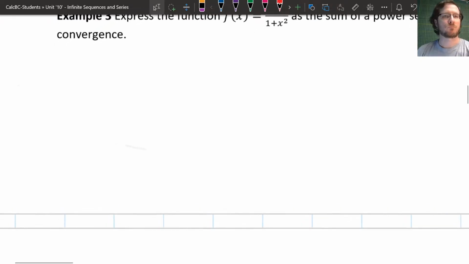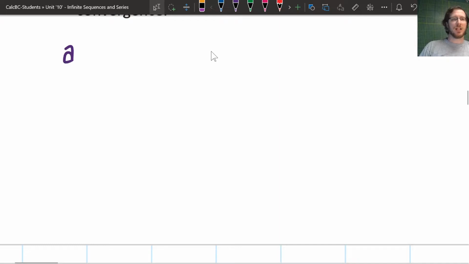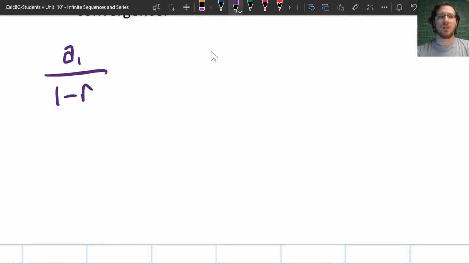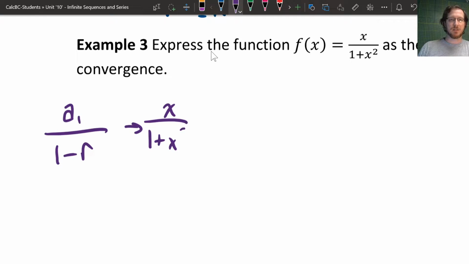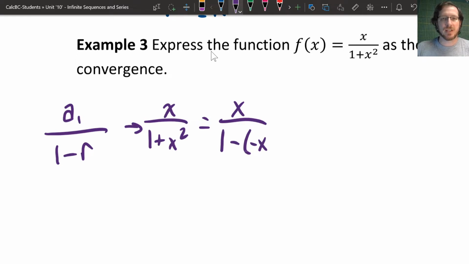So again, same thing. Let's start with that rule for finding the sum of a geometric series that converges, and then let us compare it to the function that we're given. All right, so we've got x over 1 plus x squared. Now, this one doesn't fit quite as nicely as that last one. We don't have subtraction there, but all we've got to do is rewrite it. Addition can always be rewritten as subtraction of the opposite of the second term.